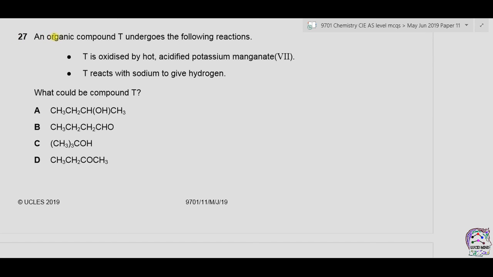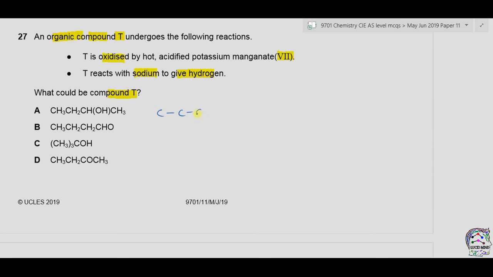Question 27. An organic compound T undergoes the following reactions. First, it is oxidized by hot acidified potassium manganate(VII). Second, it reacts with sodium to give hydrogen gas. What could be compound T?